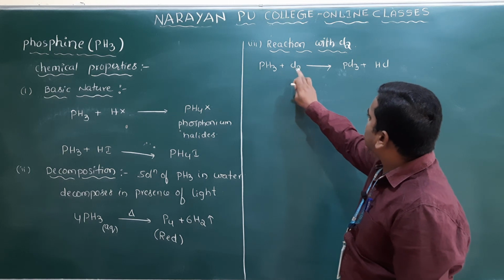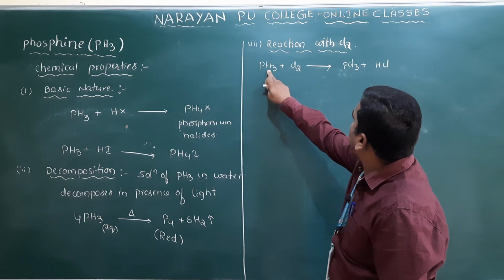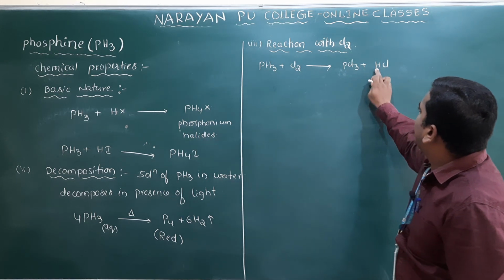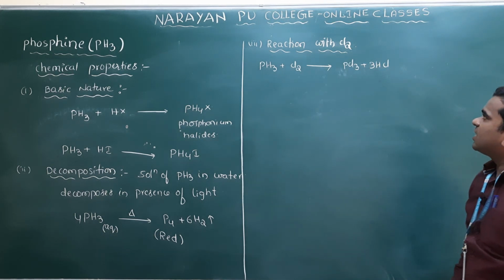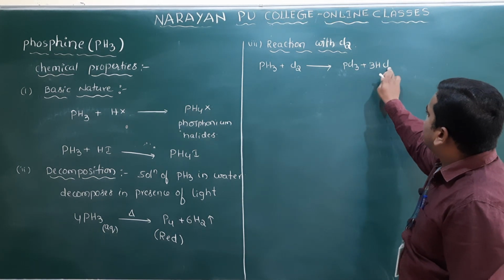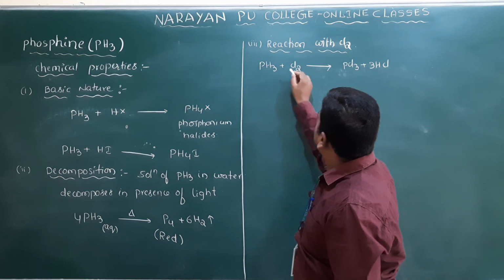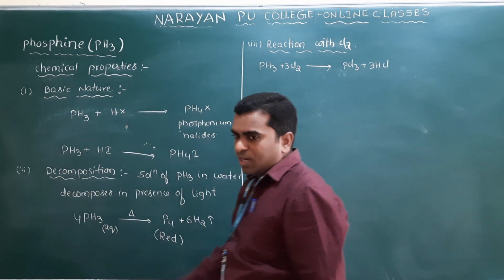How many chlorine atoms are there? Hydrogen atoms here are 3, and here how many hydrogen atoms are there? Here 1. So multiply this one with 3. So how many chlorine atoms are there? 6, 3 plus 3, 6. So that's why you have to take 3 chlorine atoms here.